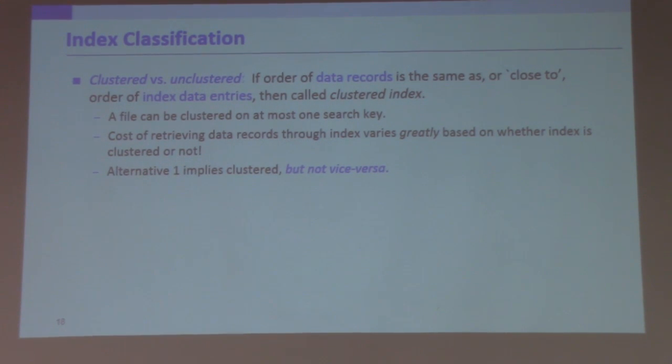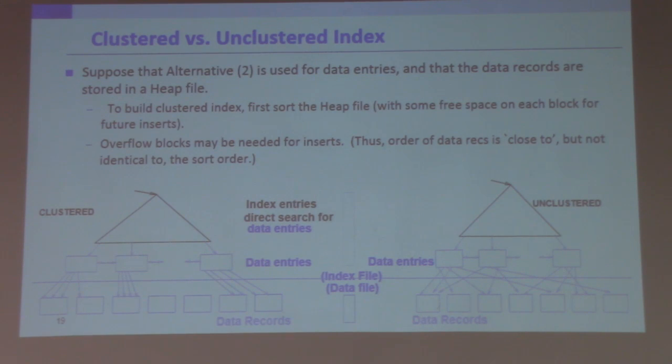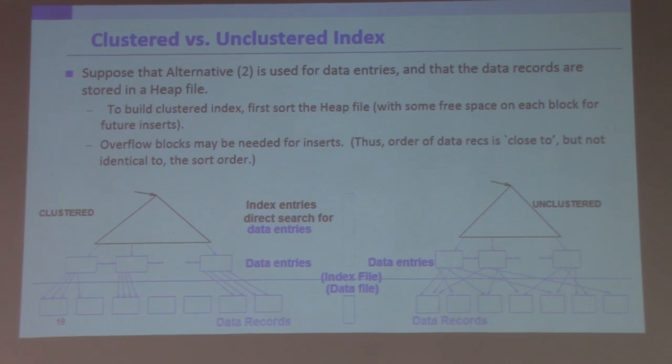So there is an important distinction between a clustered index and an unclustered index. On the left-hand side is what we call a clustered index, and on the right-hand side is what we call an unclustered index. A clustered index, as you can tell, is a tree where your data entries are ordered in the same order as your records. Why? Because the pointers do not cross over each other, which implies that the records are placed into the heap file in the same order as those data entries in the leaf level.